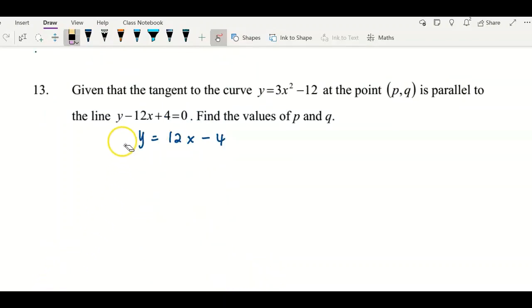Alright. So now let's move to question 13. Given that the tangent to the curve y equals 3x squared minus 12 at the point (p, q) is parallel to the line, find the value of p and q.